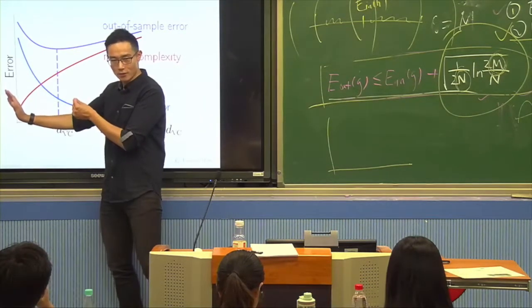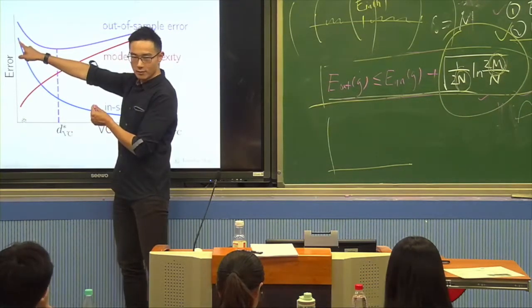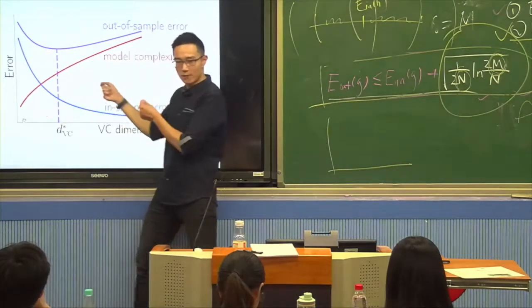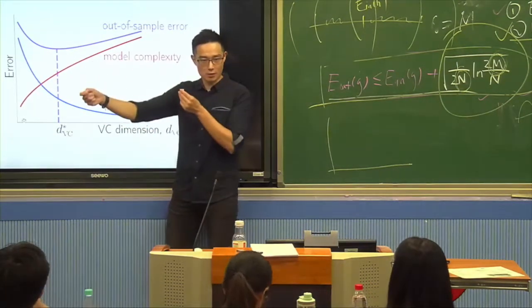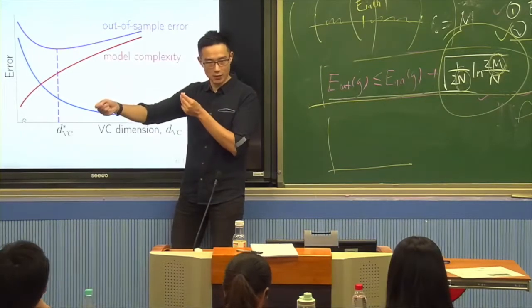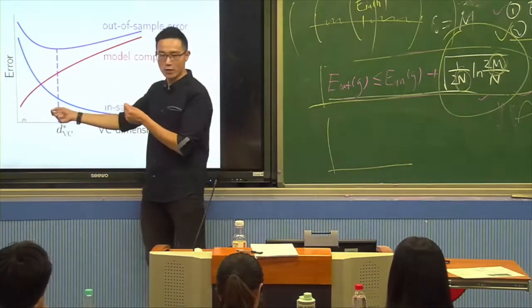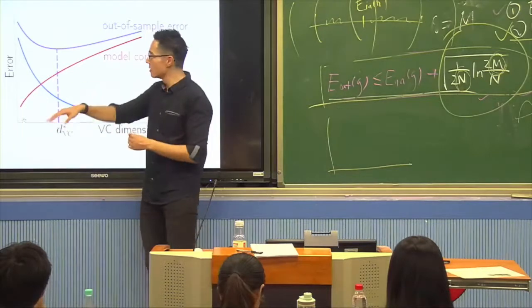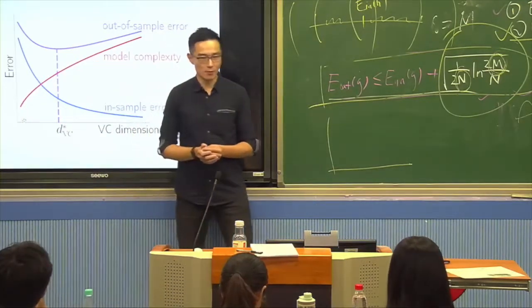If the model is too simple, our E-in is too high. If we choose a model too complex, then the generalization bound is too loose. E-out and E-in are too far away. So we must choose somewhere in between where they strike a nice balance to find the minimum out-of-sample error.